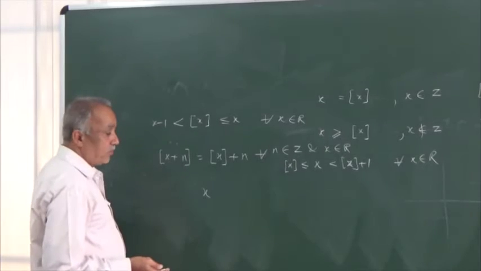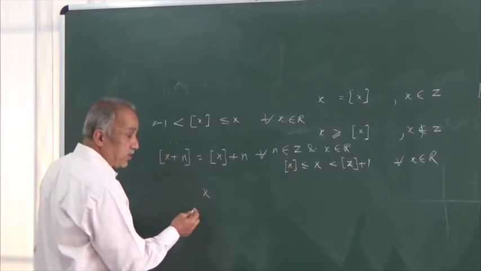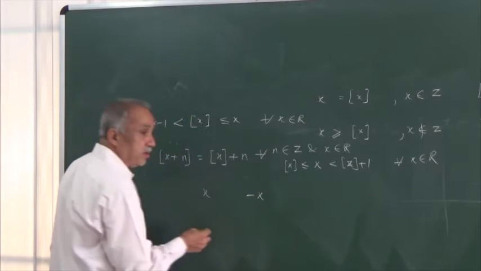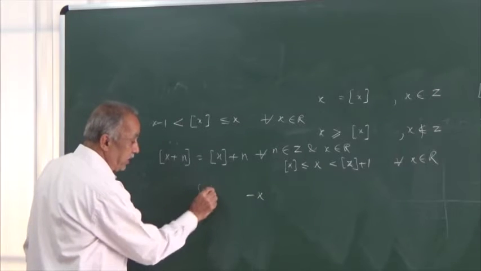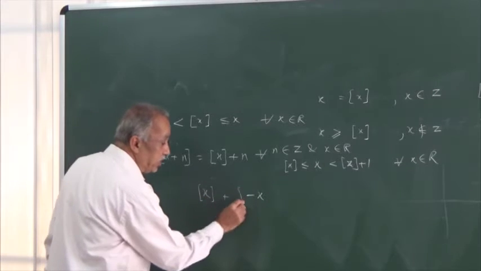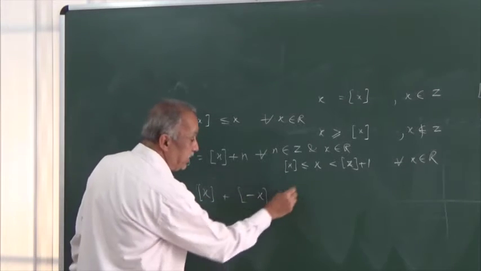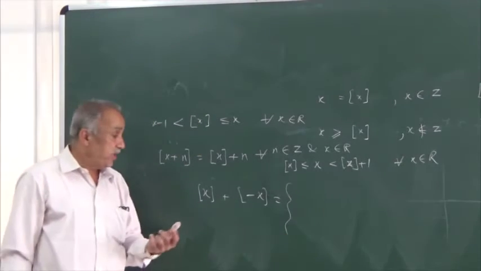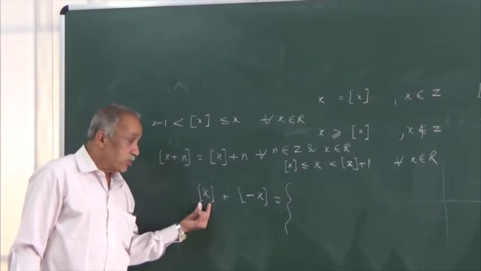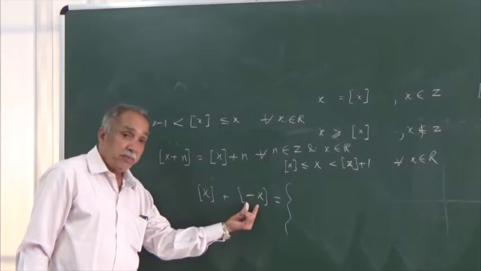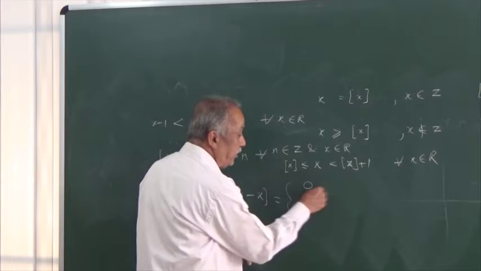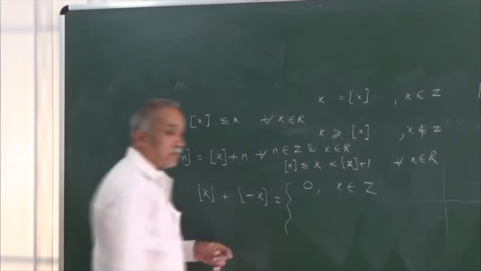Next, consider an arbitrary real number x. Together with x, I will have its negative taken. Find the integer part of x, add it to integer part of minus x. What can be the sum of these two? Let us check. If x is an integer, integer part of x will be itself, integer part of minus x will be minus x itself, and therefore the sum will become 0. This if x is an integer.